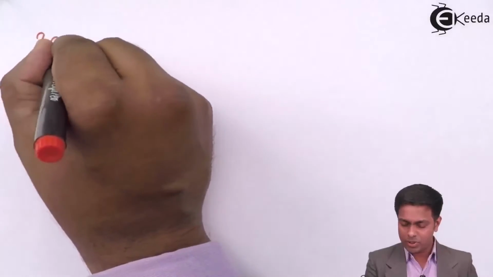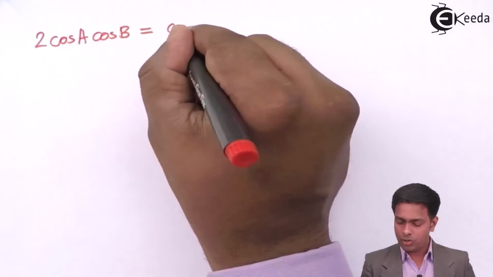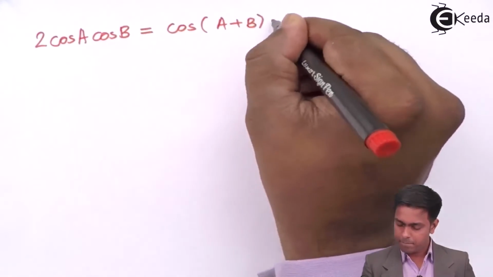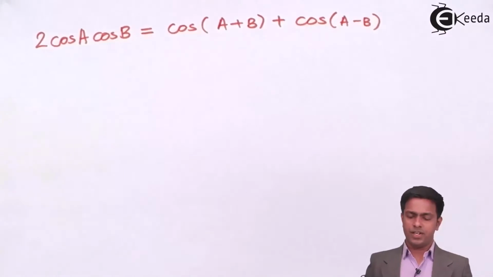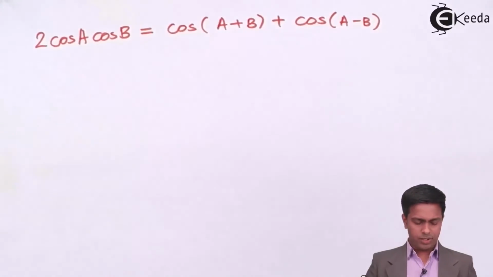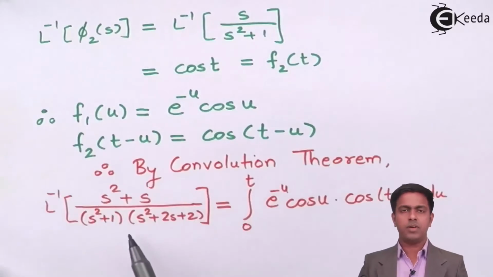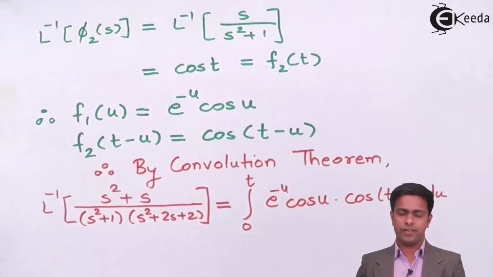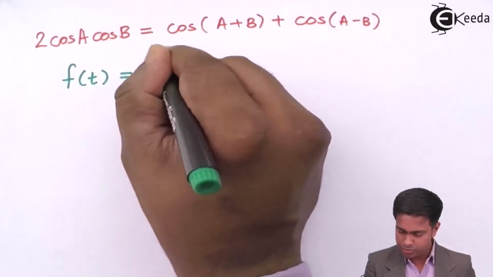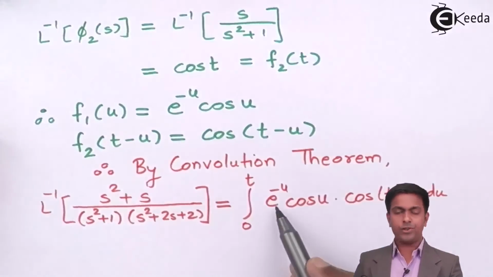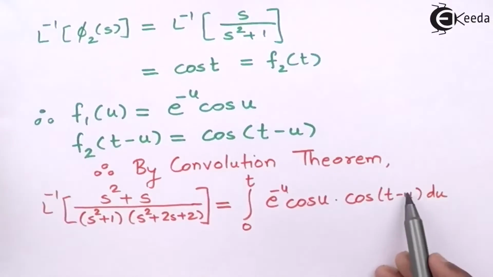So we have 2 times cos of a into cos of b, and it is given by cos of a plus b plus cos of a minus b. So let's use this formula. So here I will call this inverse Laplace transform as, let's say, f of t. So f of t is equal to integral 0 to t. Next, e to the power minus u as it is. And now for this, I'll be using the formula.